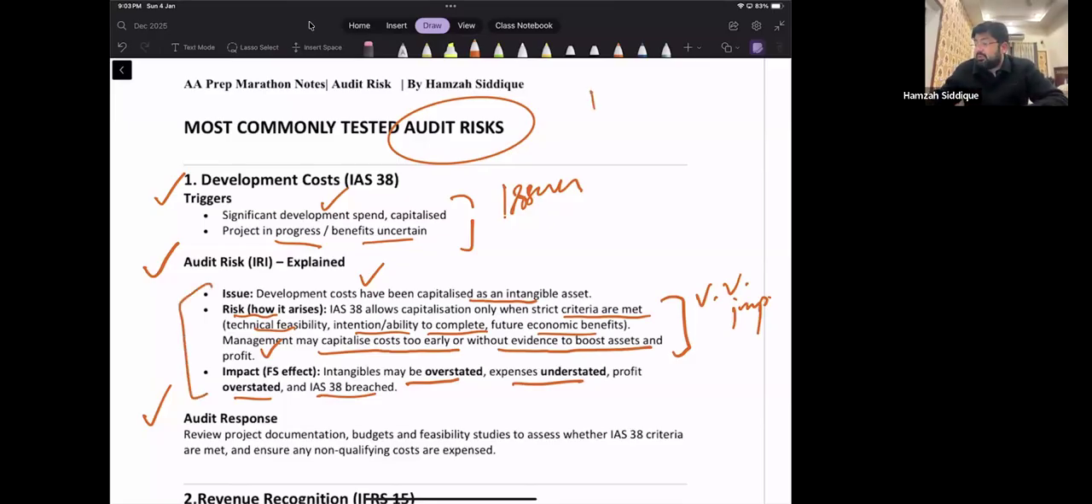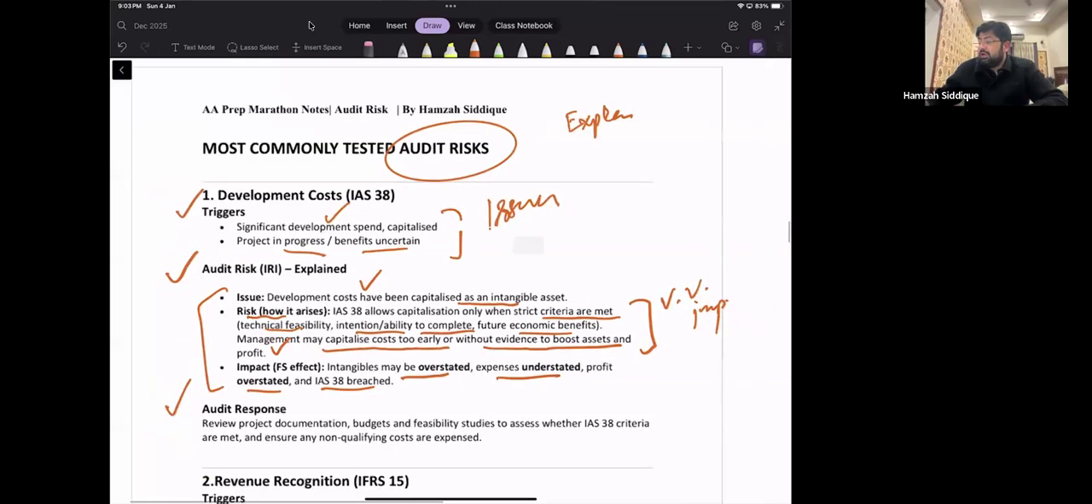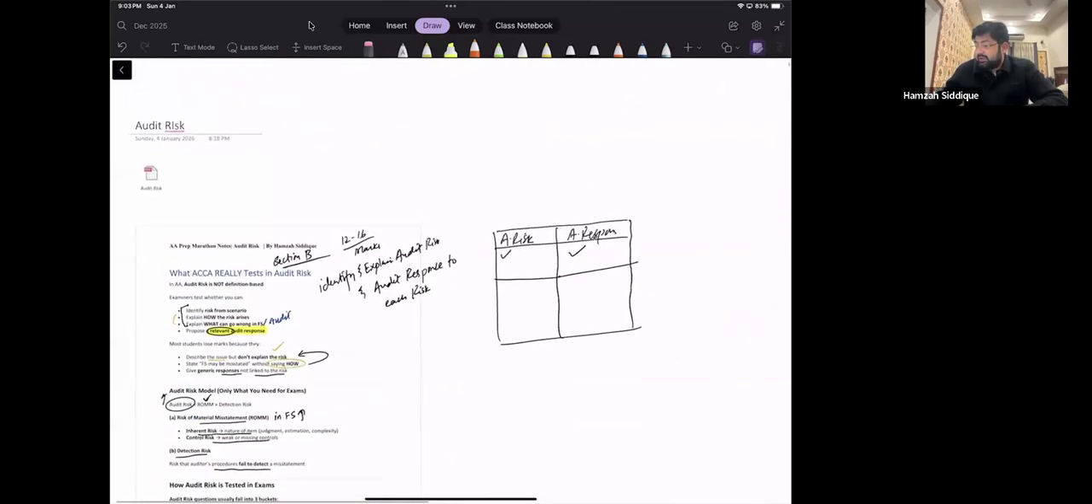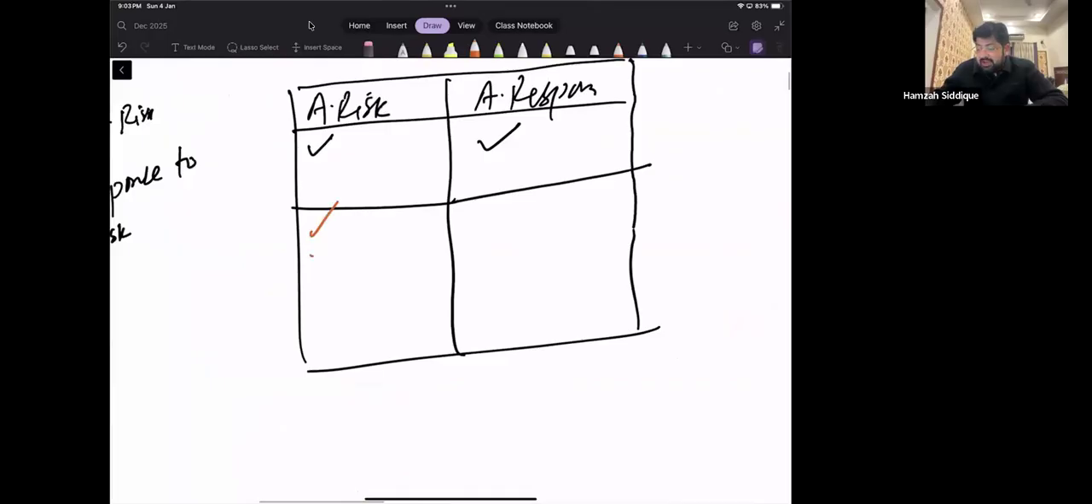When we write the explanation over there, of course you will not be writing issue here. You will not be giving these three headings. But that paragraph you will be writing here. Okay? That should have these three components.